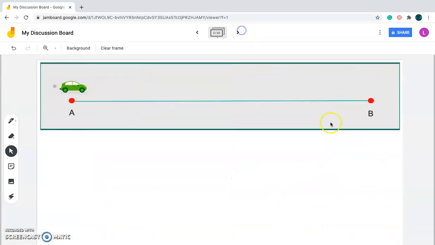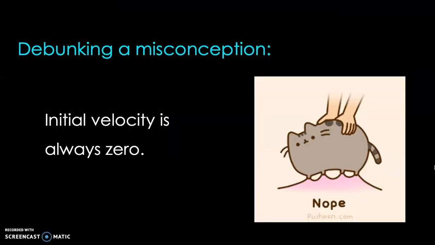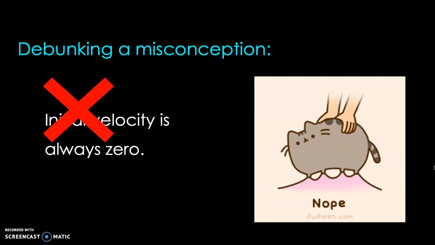Going forward, okay, I have a misconception to correct because some students would tell me, initial velocity is always 0 because, Miss Leia, naturally the car or any other object would start from rest, but that is wrong, okay?